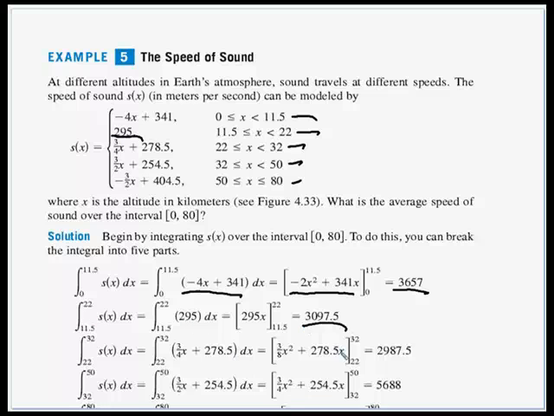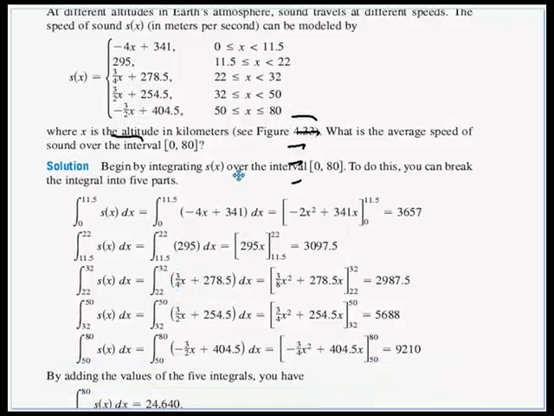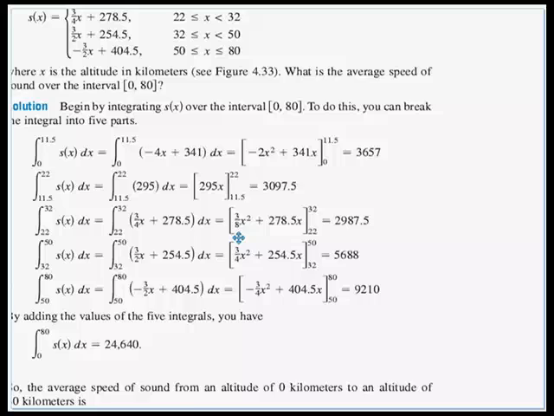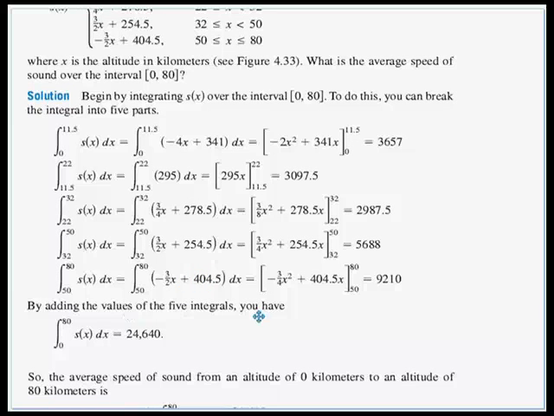We get our value. From 22 to 32 kilometers, we integrate this function, take the definite integral, and get this value, 2,987.5. And we continue through the piecewise function until we get values for all of those definite integrals. And we add the values of those 5 integrals, and we get the value from 0 to 80 of s of x dx is 24,640.